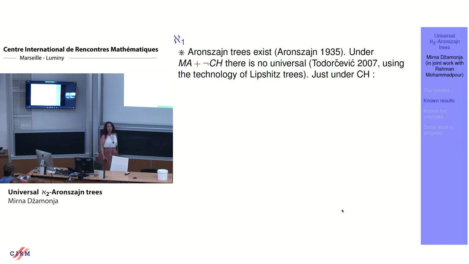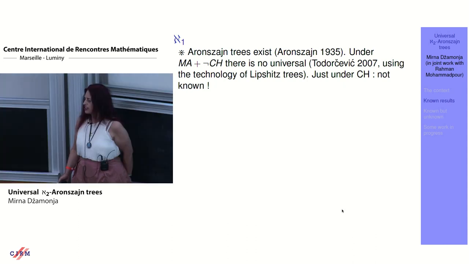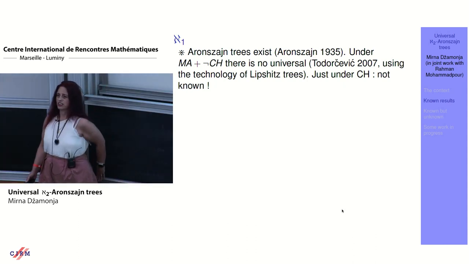Now, how about CH? Those of you who have thought of universality problems in first-order theories know that any countable first-order theory will have a universal element of size α1. But this is not a first-order theory because we do not know how to say that there is no unbounded branch in a first-order way. So this kind of reasoning doesn't help us. There is another kind of reasoning that I will mention in a minute, which uses something called the sigma operator. I'll remind you of that, but it doesn't apply here because Aronszajn trees are not closed under the sigma operation. And in fact, just under CH, we don't really know if there is a universal or not.